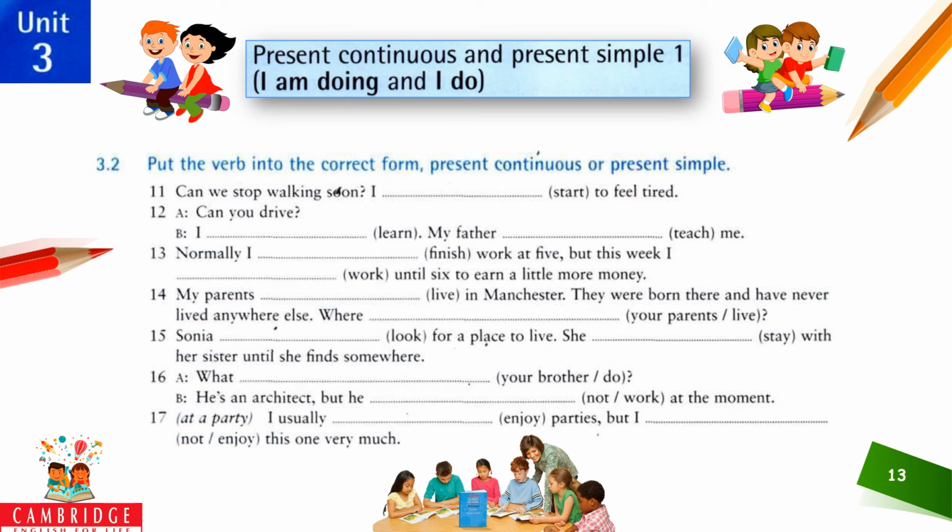Next one you have, put the verb into the correct form. Present continuous or present simple. Previously we have seen 1 to 10 sentences. Here you have 11 to 17.